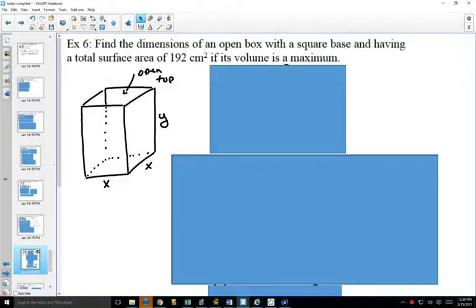Guess I kind of gave it away with the picture here. So does that picture look reasonable? We've got an open box with a square base having a total surface area of 192. So I will know that the dimensions on the bottom would all be x. My height could be a different number, so I labeled that as y.